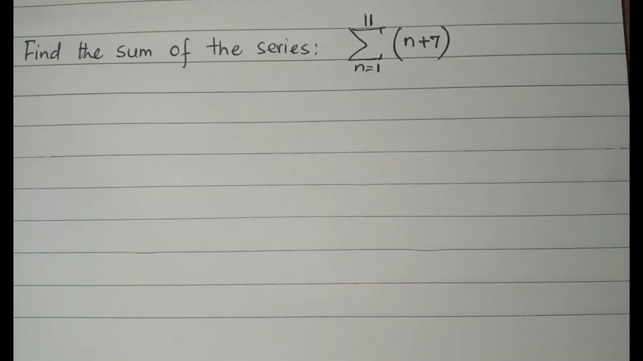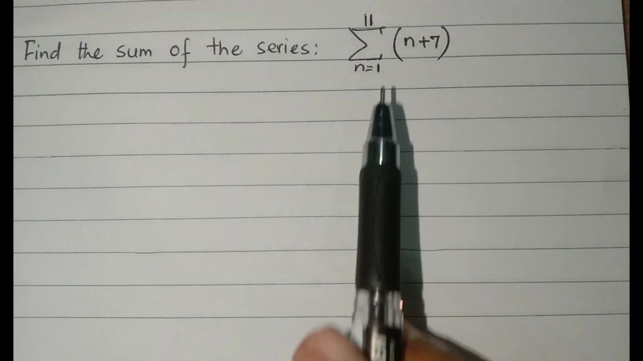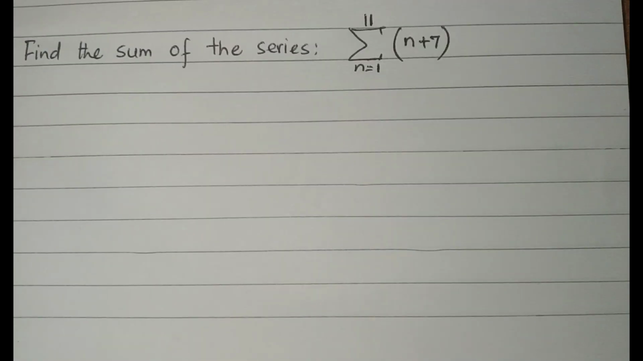So we are taking the second question in this video. Find the sum of the series whose nth term is defined as n plus 7. So here the series is given in summation notation, sigma notation, and we have to find the sum of the series defined as n plus 7, where n runs from 1 to 11. Okay, so now here we go.